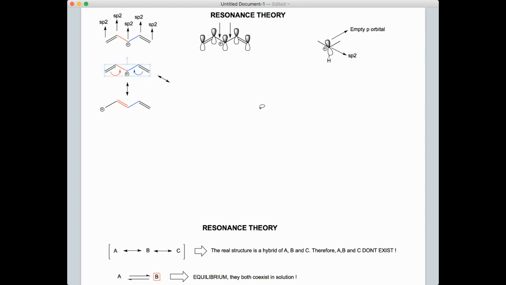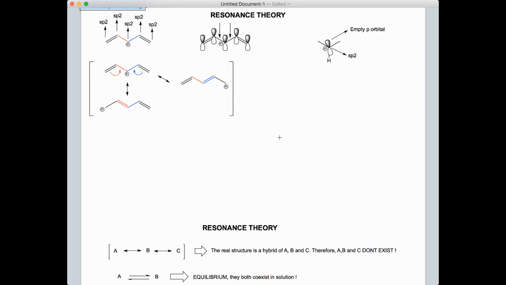So if I'm moving this double bond here, then obviously I have a double bond right here, and then the right carbon will be positively charged. So with two resonance structures, I'm showing the real structure of this carbocation. This carbocation is a hybrid of these three structures.